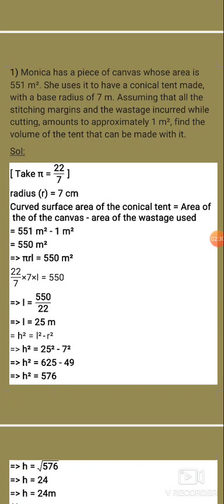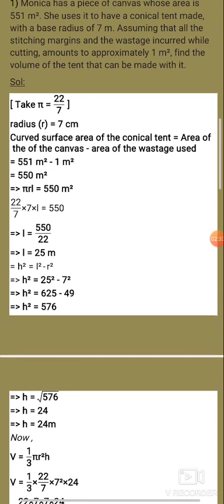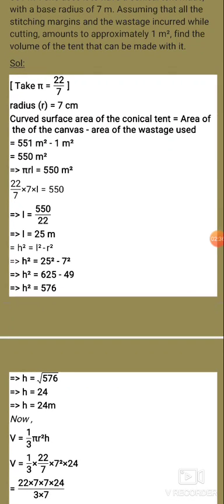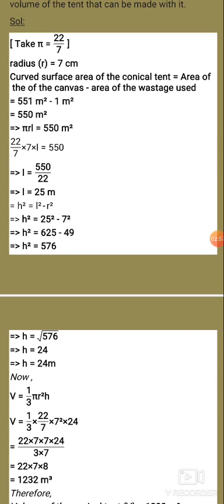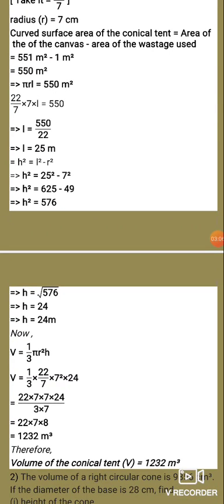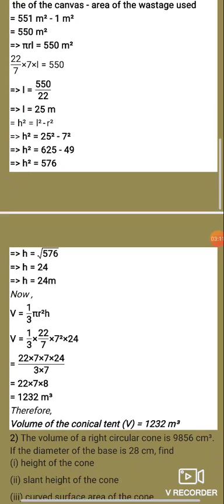So we need to find out volume. What is the equation? Yes, 1 by 3 pi r square h. Substitute it. 1 by 3 into pi 22 by 7 into r square 7 into 7 into 24. That is 22 into 7 into 7 into 24 by 3 into 7. 7 and 7 are cancelled. 24 and 3 are cancelled 8 times. So at last 22 into 7 into 8 is equal to what? 1232 meter cube. Okay, so the volume of that conical tent is equal to 1232 meter cube. Now the next question.